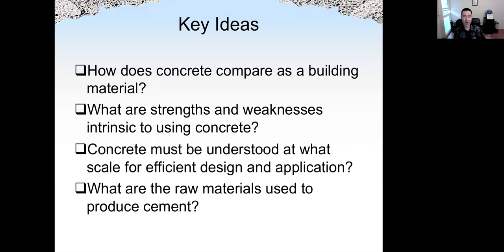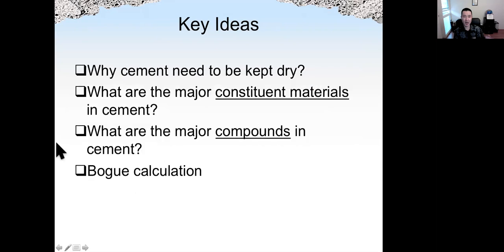We also learned what the raw materials used to produce cement are. Raw materials are basically lime and silica. And what are the major compounds? C3S, C2S, C3A, C4AF. What are the shorthand notations for the oxides? What's the difference between the oxides, or the constituent materials, and compounds such as C3S?